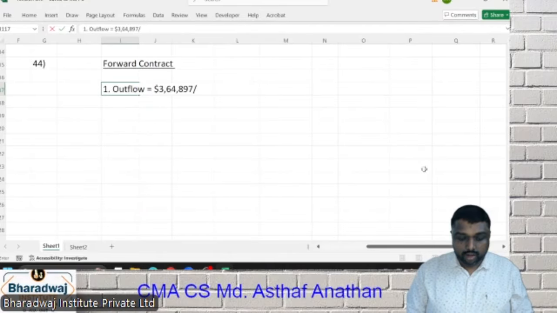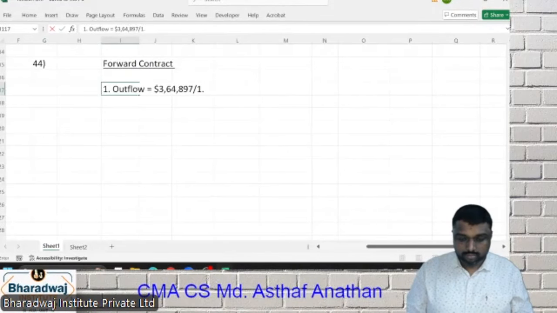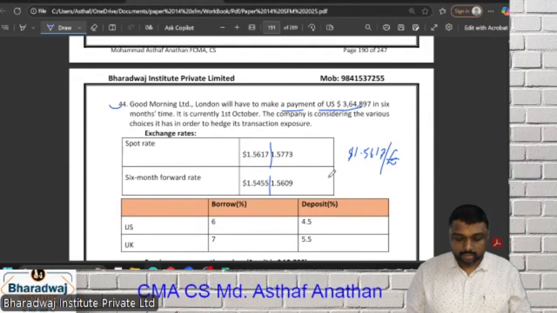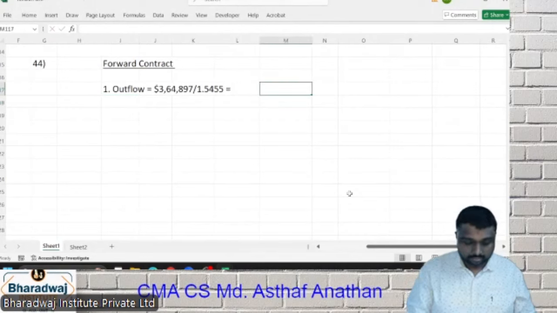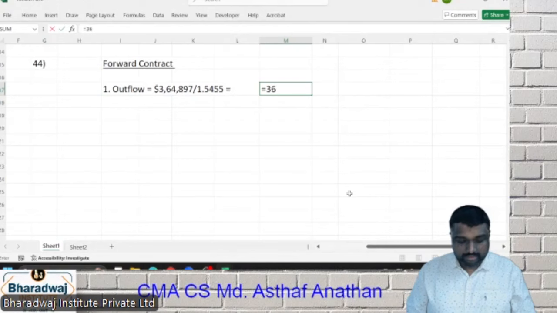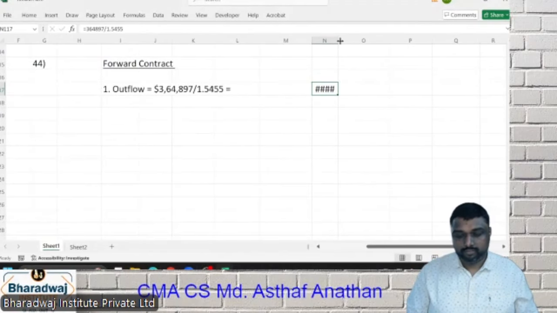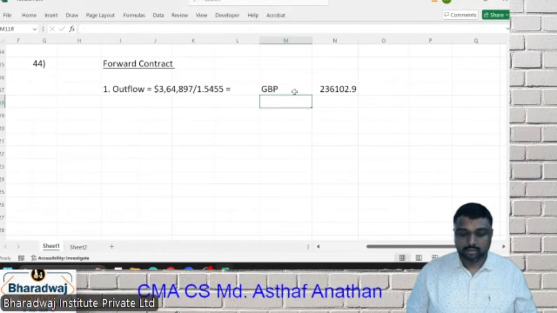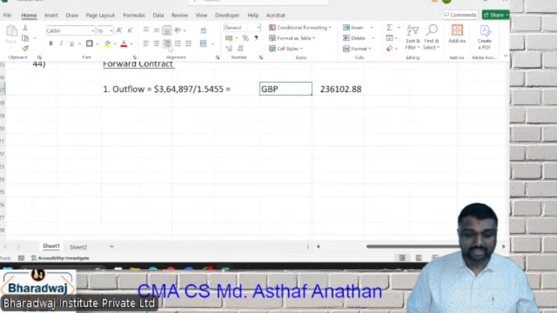3,64,897 divided by, you want ask rate, but you have to do 1 divided by bid rate, 1.5455. So what will be the answer, friends? 3,64,897 divided by 1.5455. That's all. Your outflow you got under pound very easily. This is GBP. So you can put GBP here. So outflow under forward. See, any question on forward will have weightage. So you can easily crack the same.